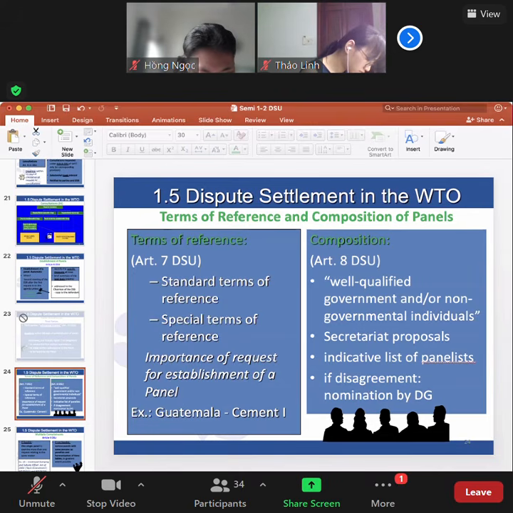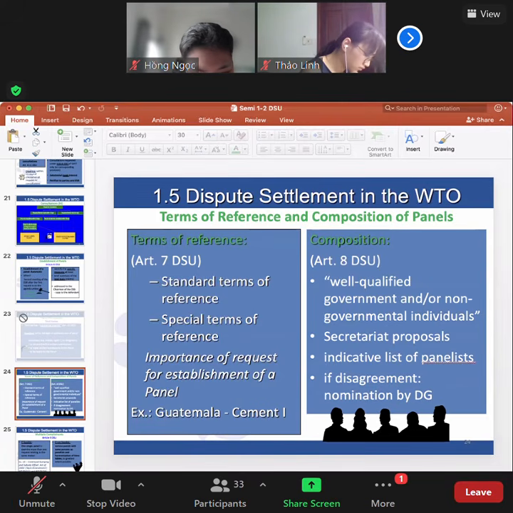And when you read through the text, who wants to sit on a panel body? Well, normally they are well qualified governmental and even non-governmental individuals. So these people may be professors or sometimes a minister of a WTO member country. They will not work for the WTO, but the Secretariat has prepared a list of these people.